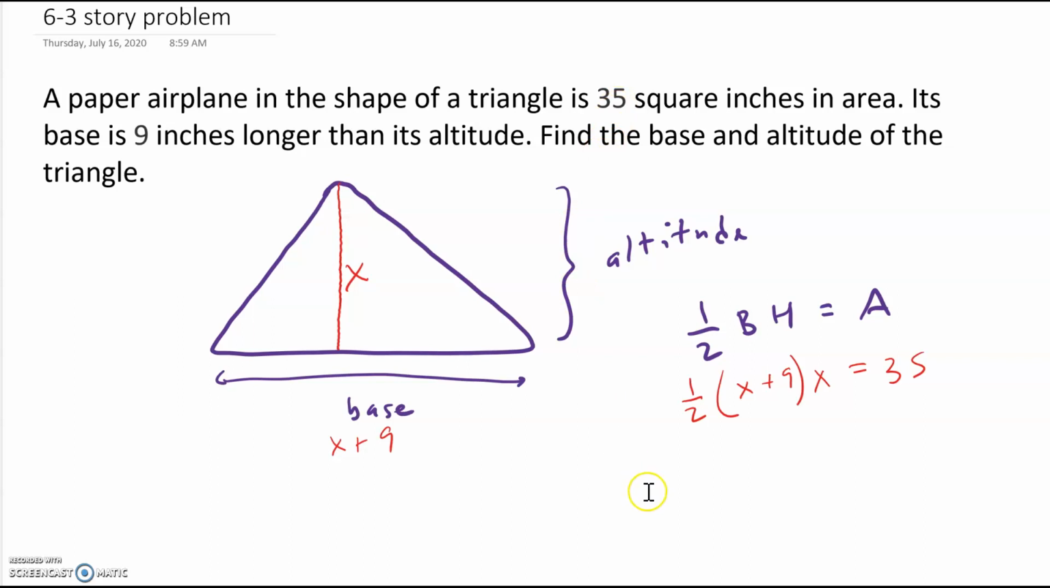All right, now I need to distribute. I've got to distribute the 1/2 and the x. You can do both at the same time, but I'll just do one at a time. I'll start by distributing the x. So I've got x times x is x squared, and then x times 9 is 9x, still equals 35.